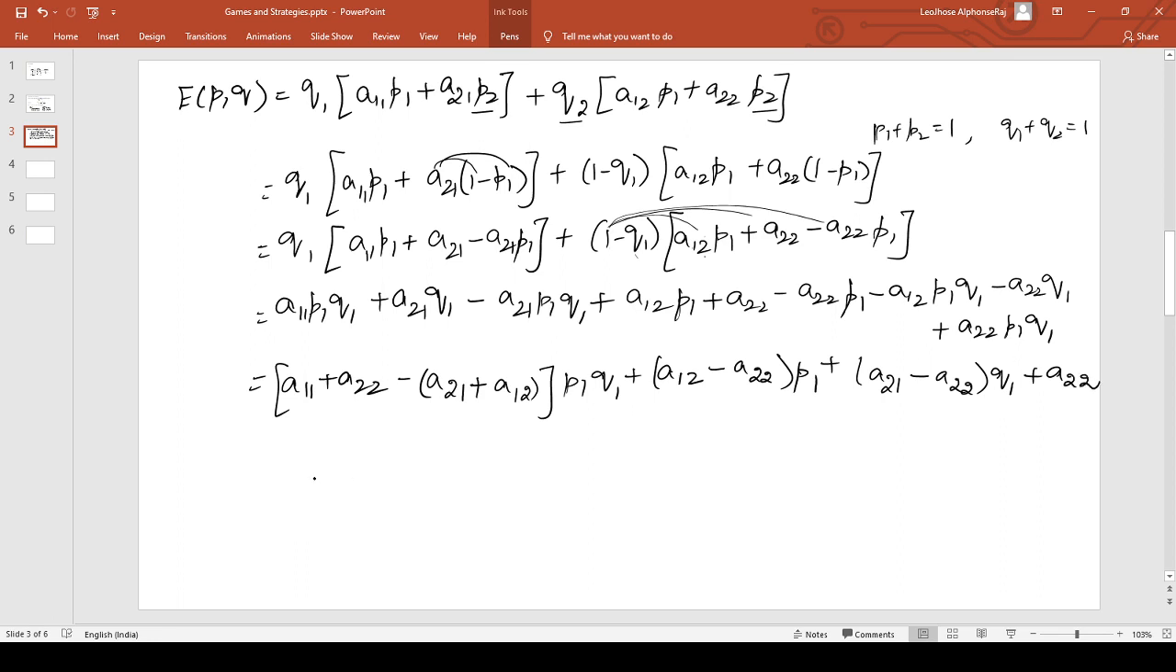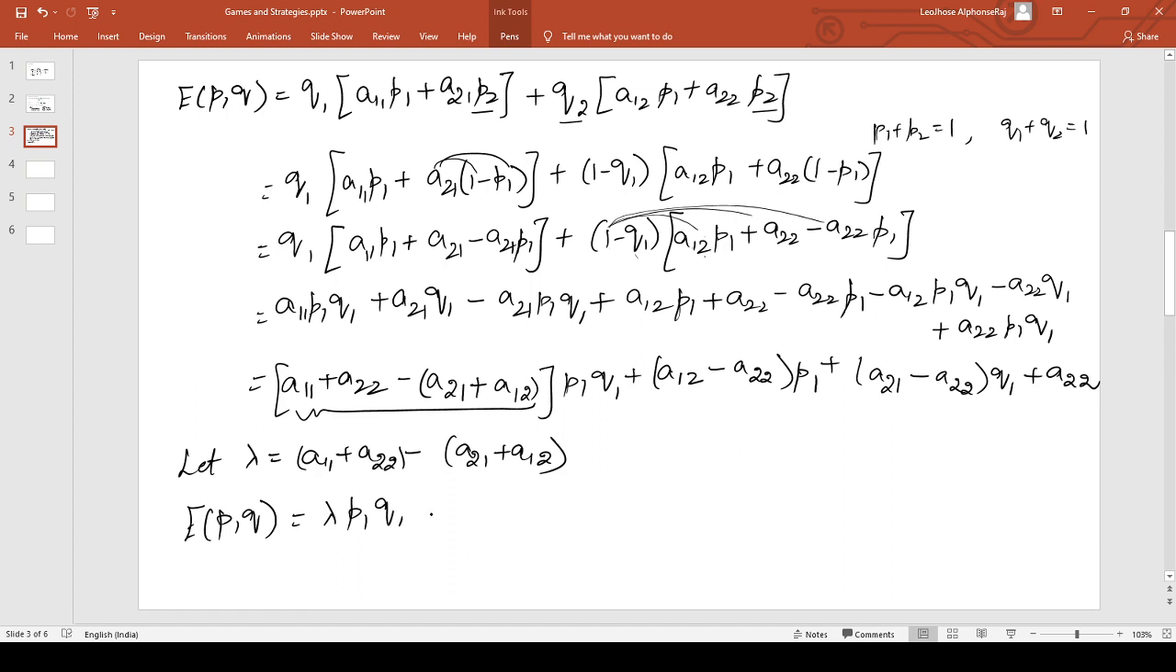So after this, it needs to be expanded further, where you have to get a lambda value. You are going to consider this value as your lambda. So let us assume that lambda is equal to A11 plus A22 minus A21 plus A12. So I'm going to rewrite the equation as E of P comma Q equal to lambda P1 Q1 plus A12 minus A22 into P1 plus A21 minus A22 into Q1 plus A22.